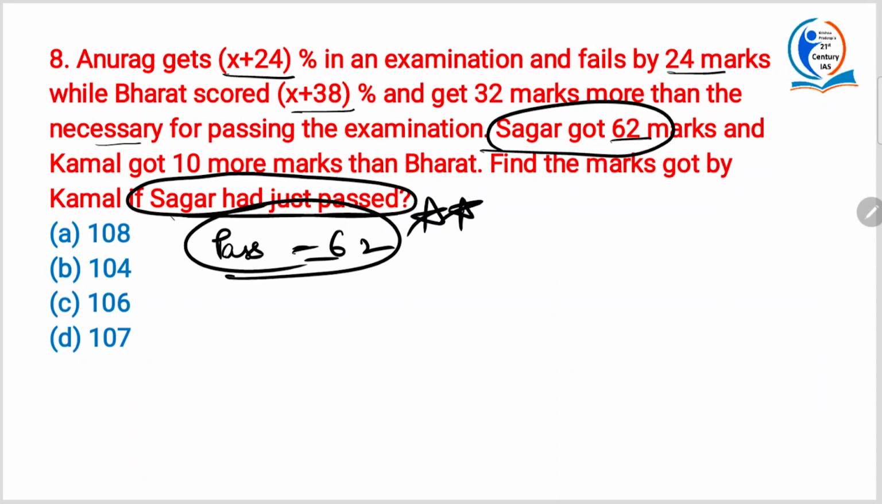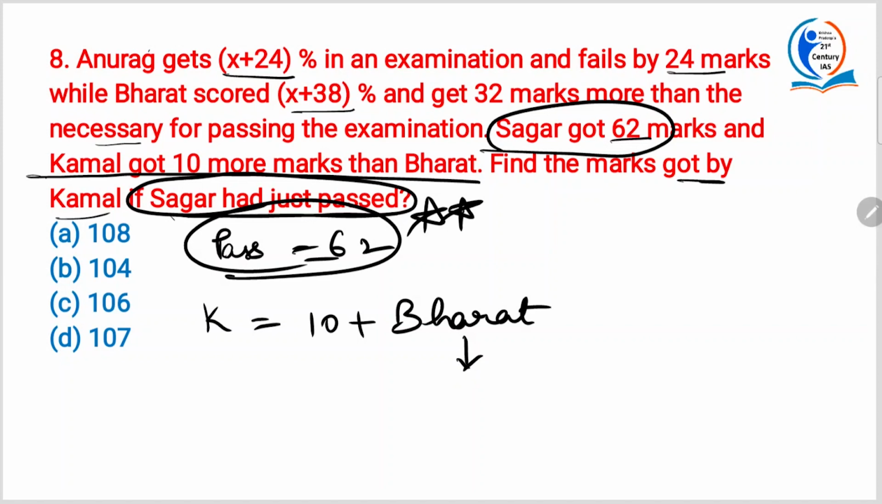Now, we will get to this question again. So, pass mark is 62. What are they asking? Find the marks got by Kamal. Kamal got 10 more marks than Bharat, not percentage, 10 more marks than Bharat. So what did Bharat get? How many did Bharat get? Bharat scored X plus 38% and this fellow got 32 marks more than passing marks. So what is the passing mark? 62, no?